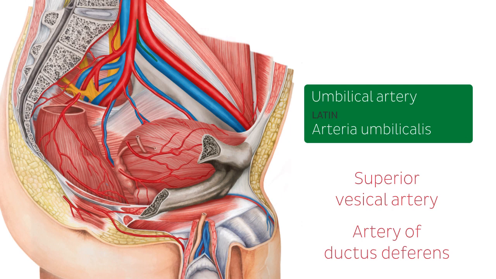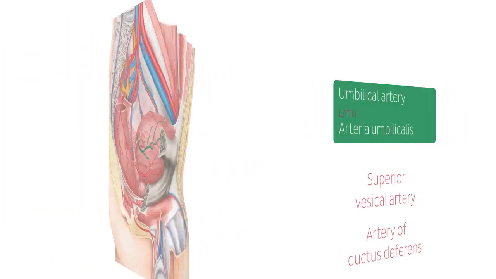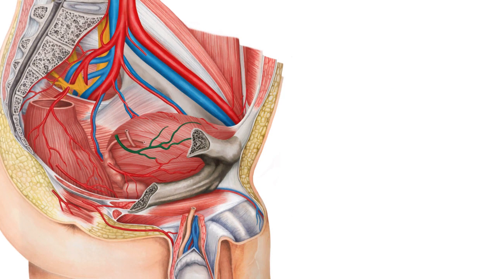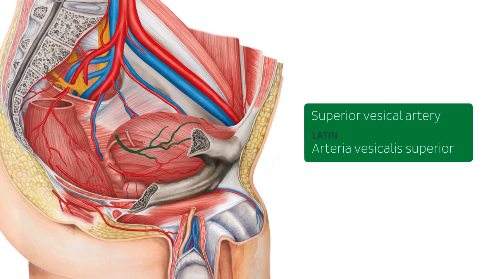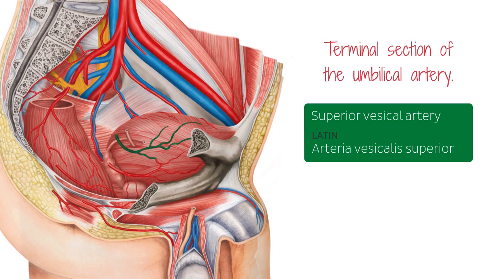In adults, the umbilical artery is obliterated beyond the bifurcation of the superior vesical artery. On the next image, we're going to be highlighting this artery, which is known as the superior vesical artery, which represents the terminal section of the umbilical artery on the left and right side. In this illustration, you can see the superior vesical artery here highlighted in green.